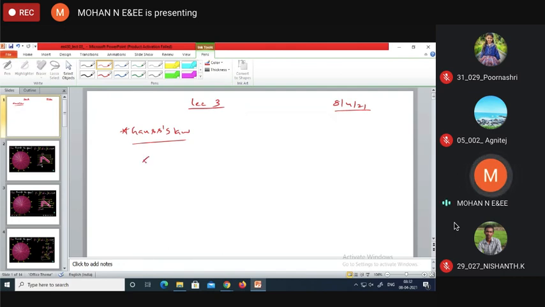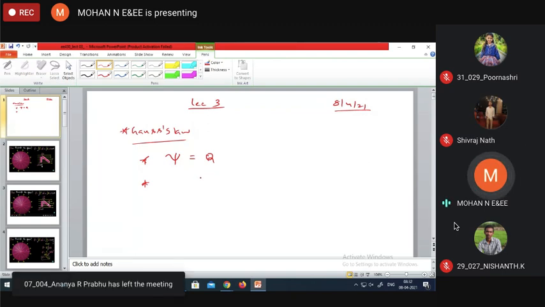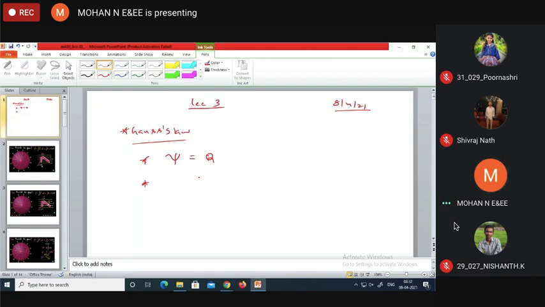So the first point is that the flux crossing the surface will be equal to the total charge within the surface, and the charges can be distributed uniformly or non-uniformly, and the surface has to be a closed surface. That is what we have been discussing.